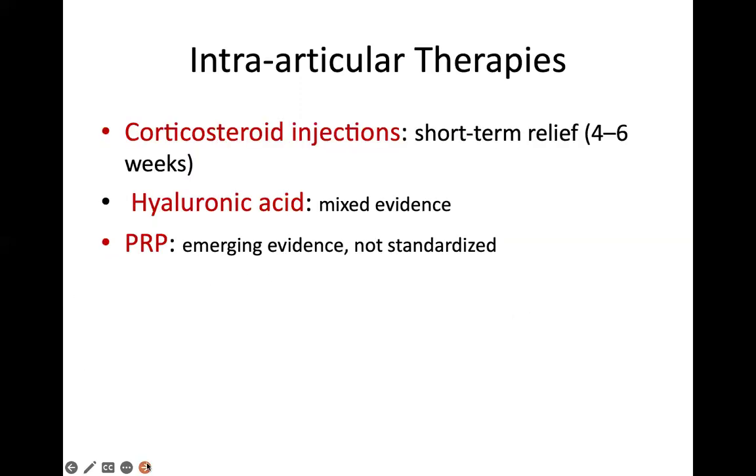So, when do we use hyaluronic acid? A lot of residents in the clinic ask me this question: when do we prefer hyaluronic acid over corticosteroid? Yes, when there is morning stiffness. Yes, in younger patients, that's right. In mild to moderate arthritis, that's right.